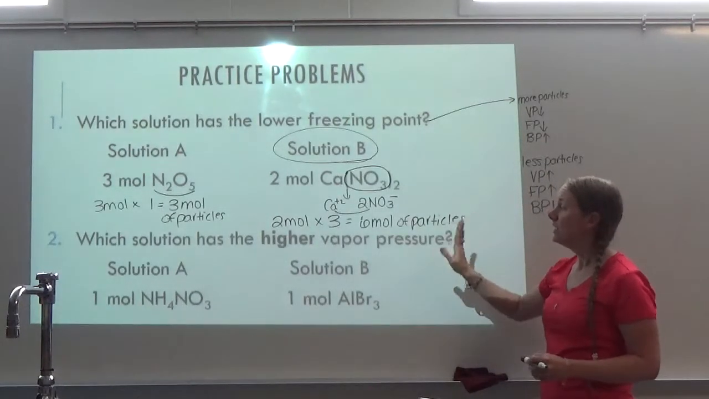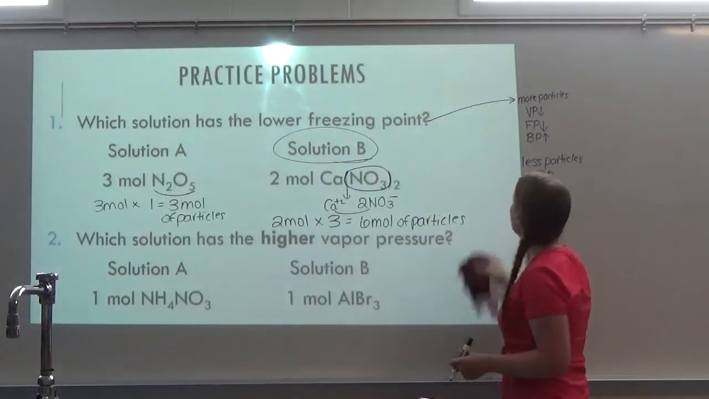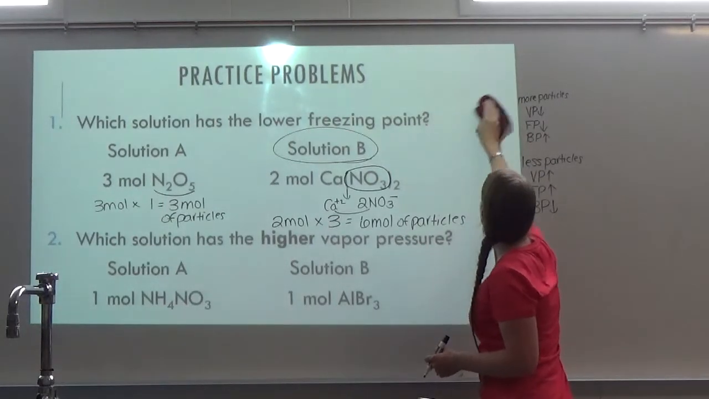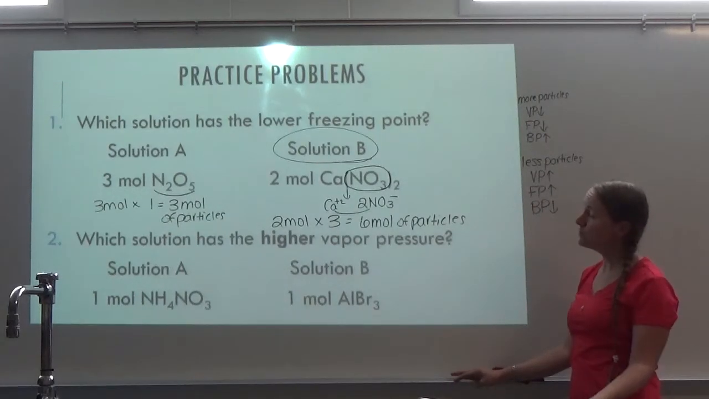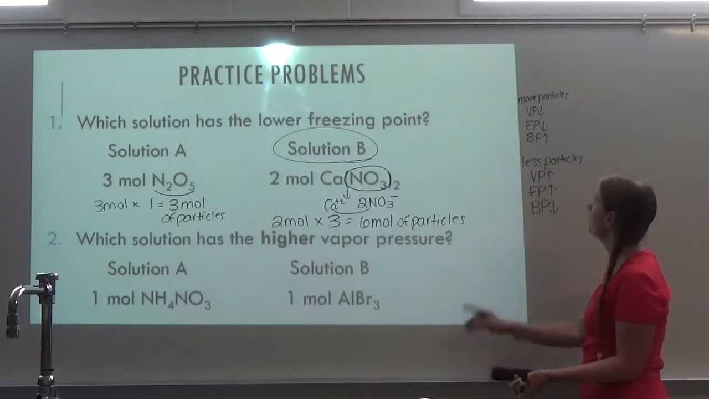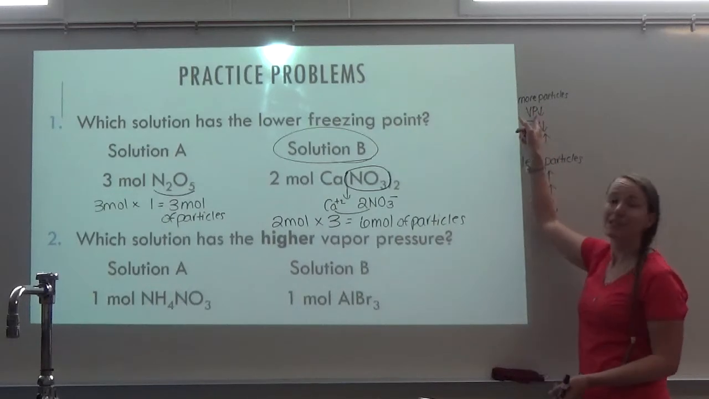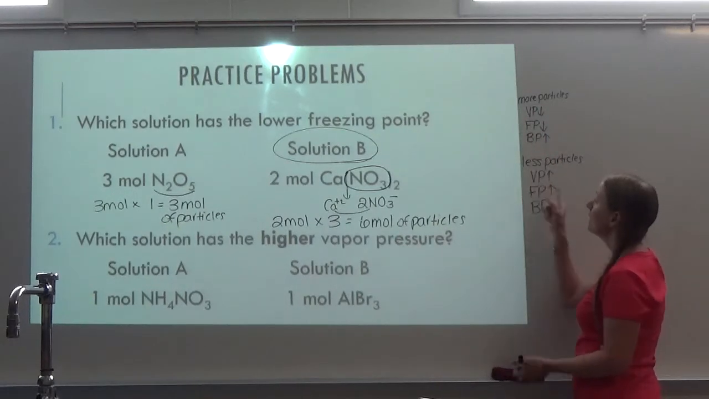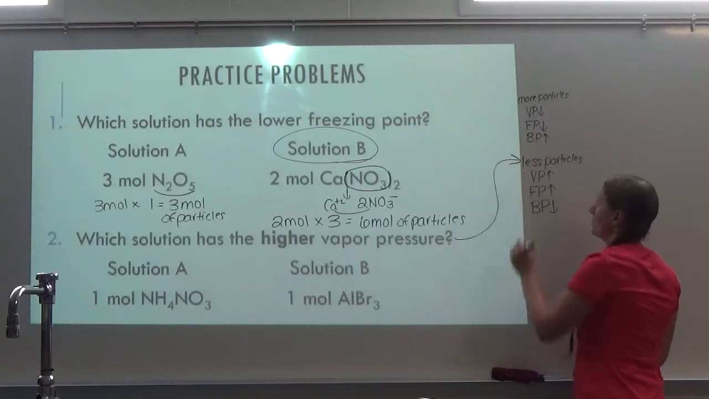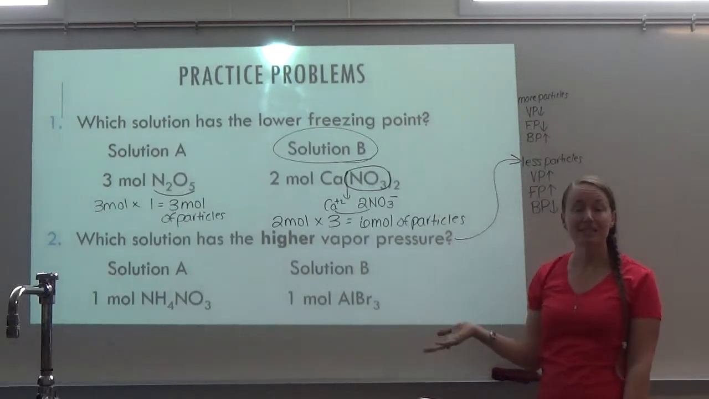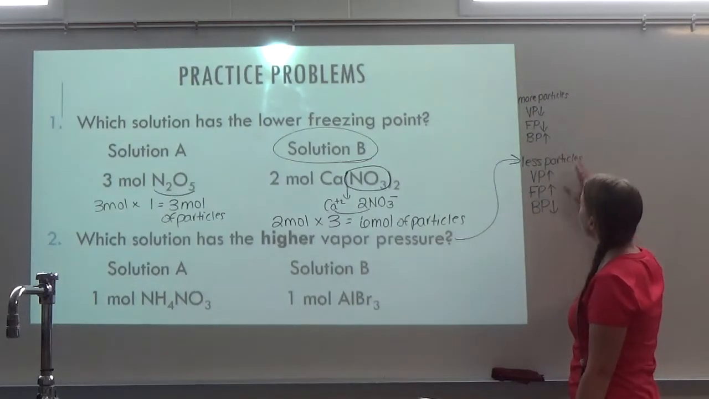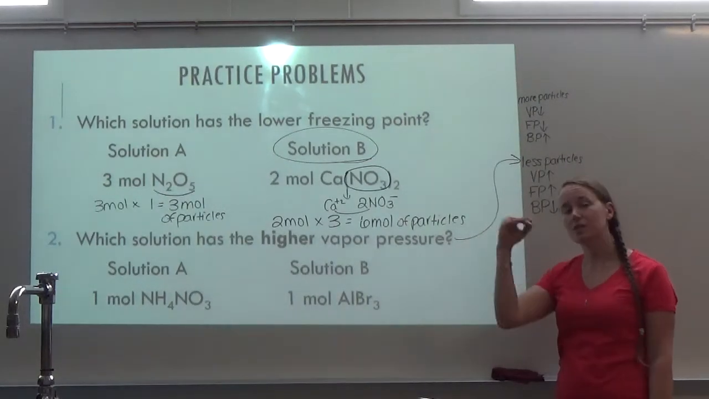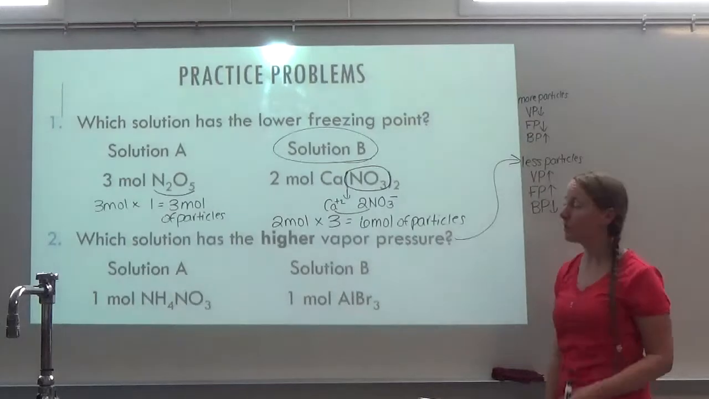All right, so you try the bottom one real quick. I'll assume you've done that. Pause the video and we'll look at it together. So it says, which solution has the higher vapor pressure? Well, if you look, more particles has the lower vapor pressure. Less particles has the higher vapor pressure. So we're actually looking for who has the smaller amount of particles this time. And so what you may want to do, if you're working on a practice sheet or something, is just write this next to the problem so you can keep up with whether you are looking for more or less particles.